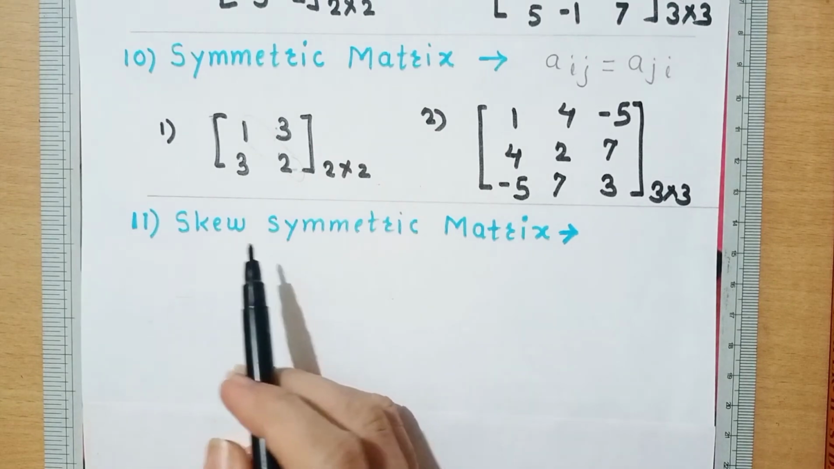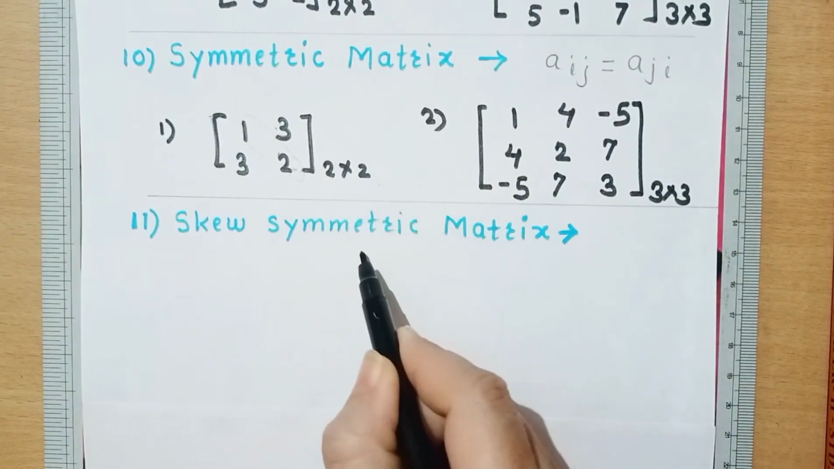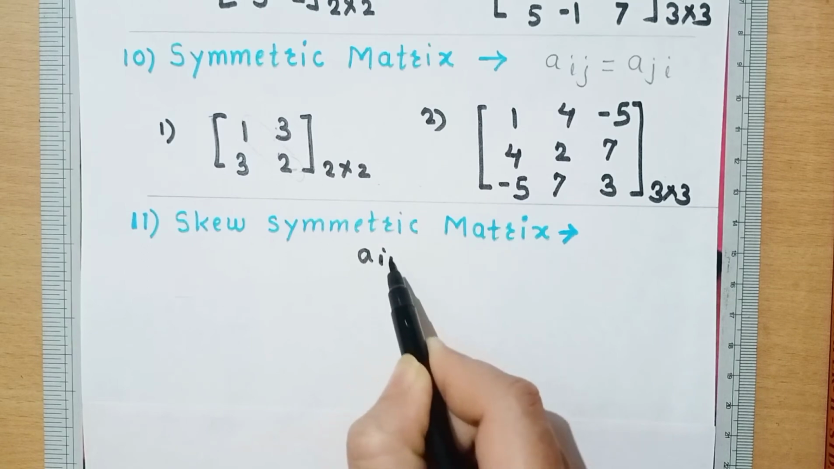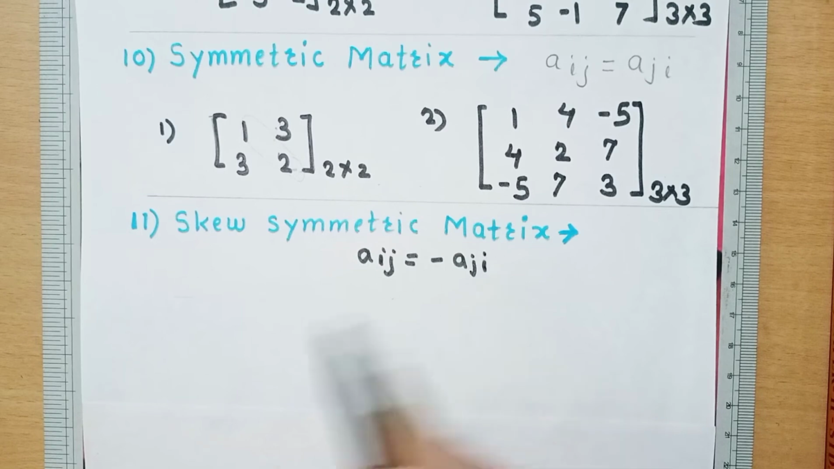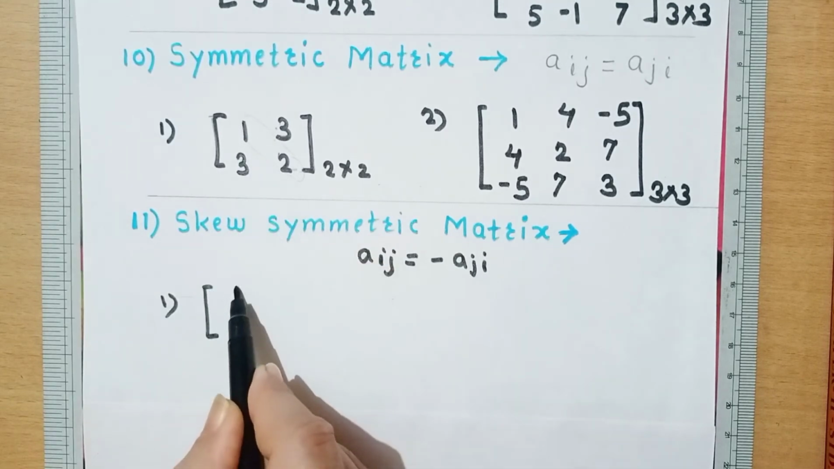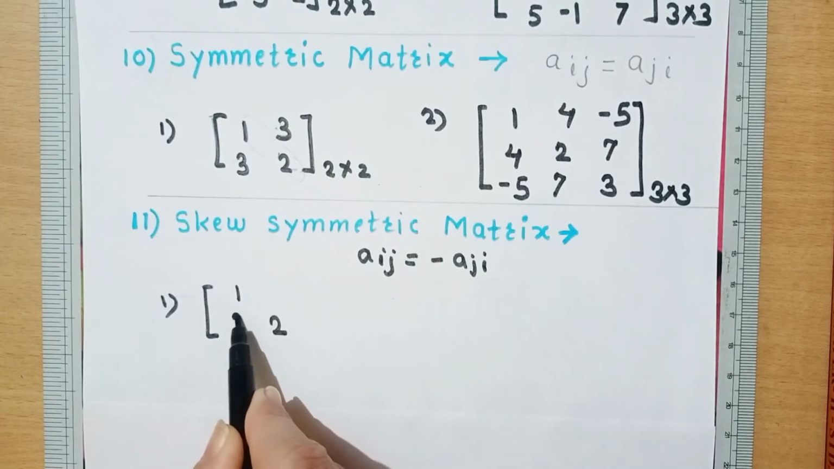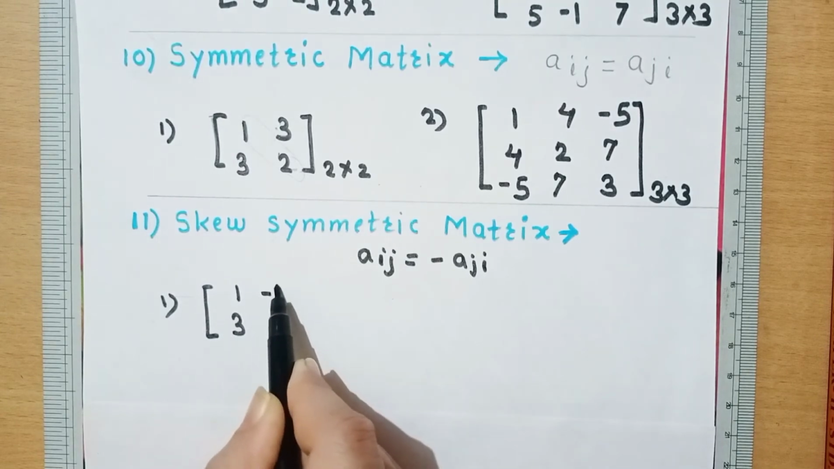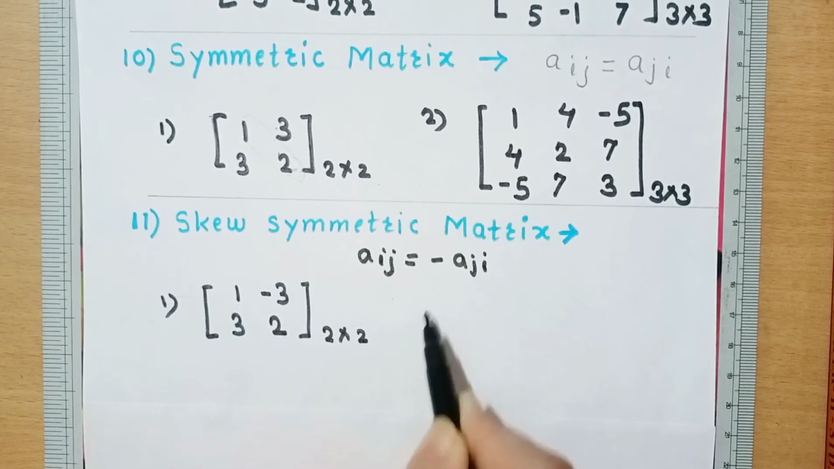Now next type is skew symmetric matrix. So same as this, only difference is Aij equal to minus Aji. Now let's check example. Same only example we will take here. Diagonal elements are 1, 2. If I'll take here plus 3, then here should be minus 3, of order 2 by 2.